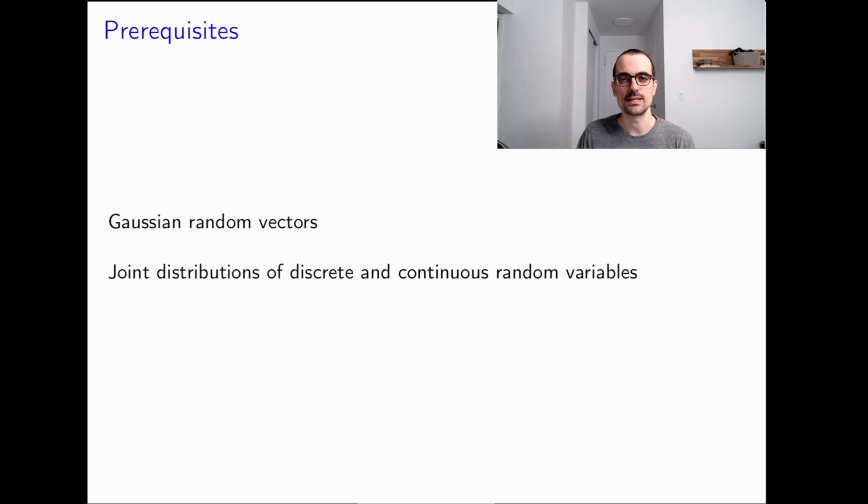The prerequisites for this material are Gaussian random vectors and also the joint distribution of discrete and continuous random variables. However, in order to make the video as self-contained as possible, we're going to start by reviewing some basic concepts that we will need, mainly about Gaussian random vectors.